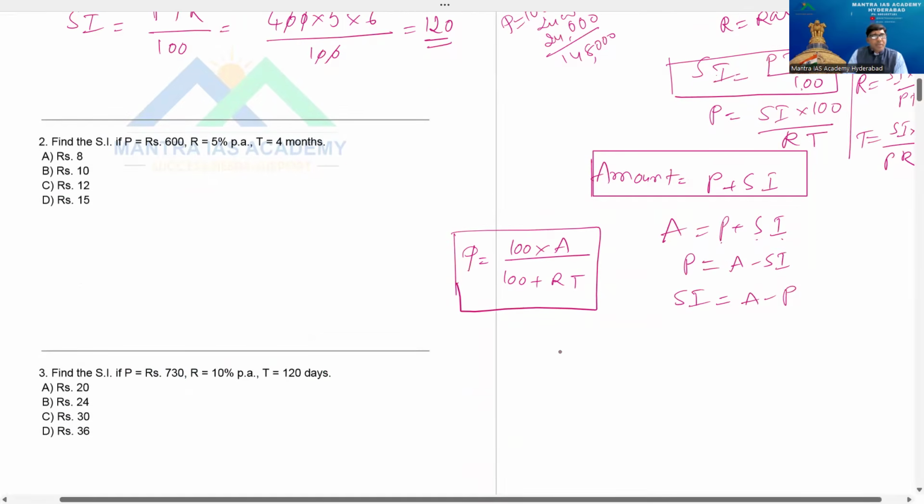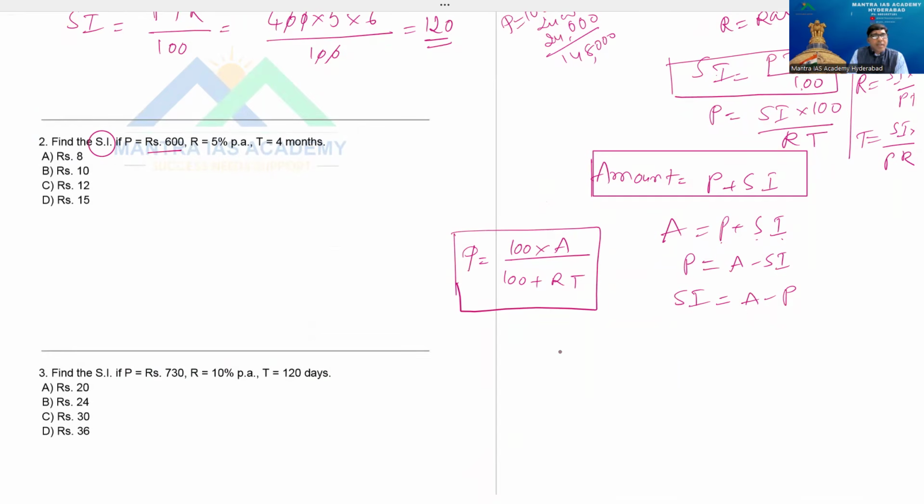Second question. Same here. Find SI. The target is the same, simple interest. Principal is mentioned, rate is this, and time is 4 months. I told you that time must be in years. Therefore, the first fundamental point to be changed here is T is equal to 4 by 12 years. So this SI is again the same: PTR by 100. P is 600, T is 4 by 12, R is 5 by 100. The zeros get cancelled, 6 ones are and 6 twos are, and 2 times cancelled. 2 5s are 10. Simple interest is 10 rupees. That's option B.